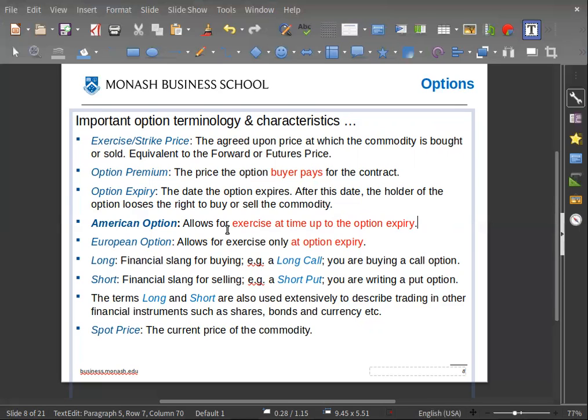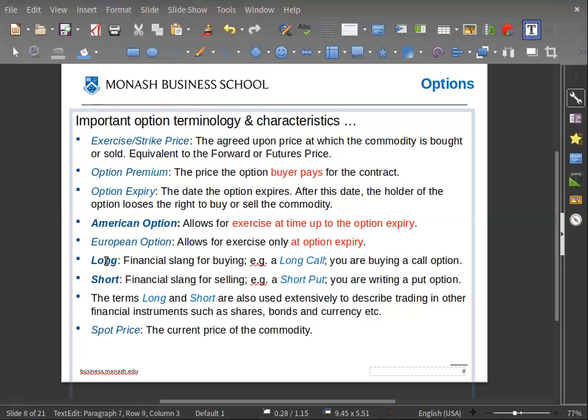Next, we have long and short. Now, long and short are industry jargon used in the financial community to indicate which position a particular investor or a trader is taking. So when we say that we're going long, that means we are speculating that the price will go up.